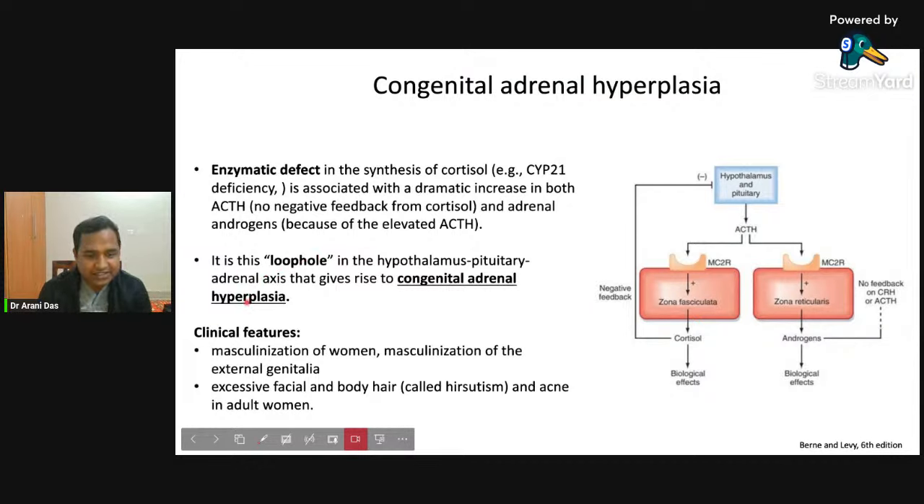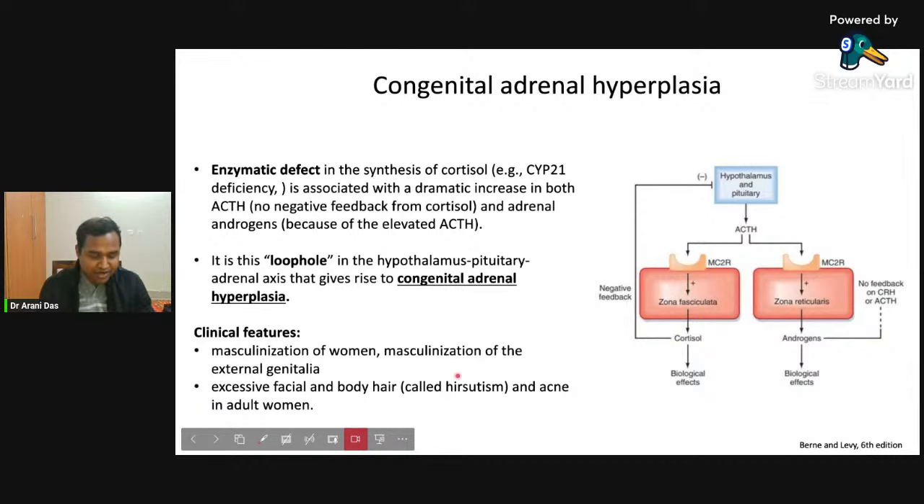Now, what are the effects? Excess androgen leads to masculinization of women, masculinization of the external genitalia, and excessive facial and body hair called hirsutism, and acne in adult women. So an increase in androgens produces all these clinical features.